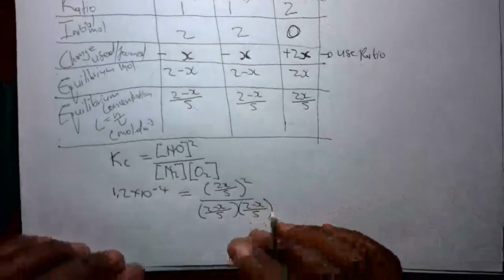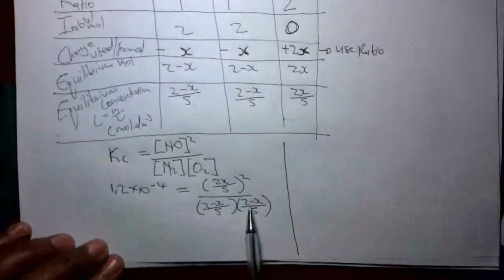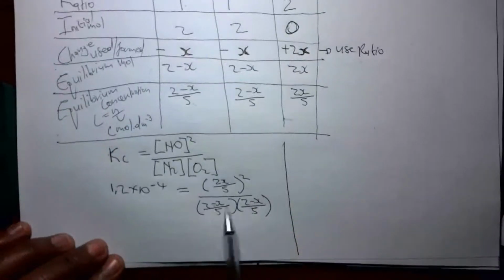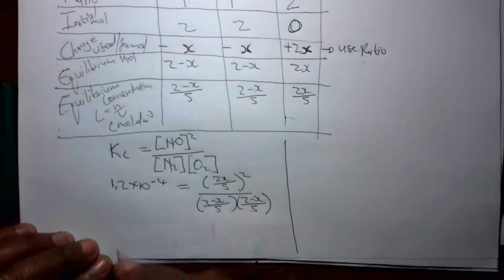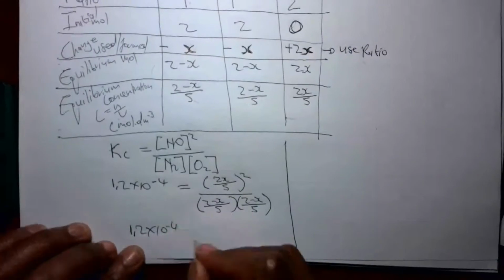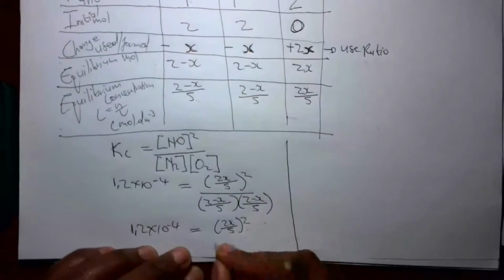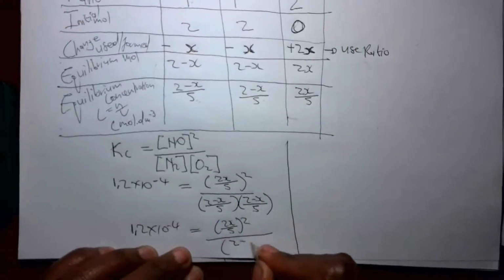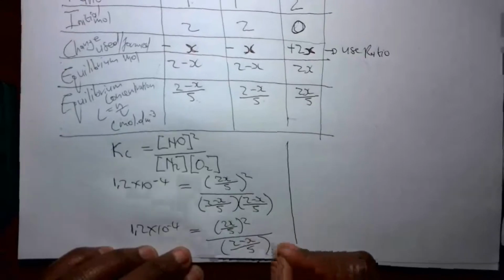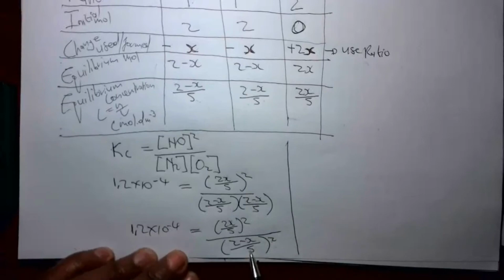Okay, good. Now doing mathematics, we know that when these things are the same, when we multiply them, we can just multiply the 2 and we're going to have a square. Now we can say 1,2 times 10 to the power negative 4 is equal to 2x over 5 squared over 2 minus x over 5, also squared. So when we multiply the 2, we're going to have 2 minus x over 5 squared.